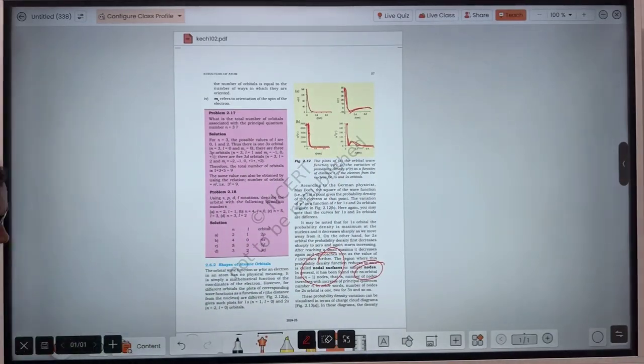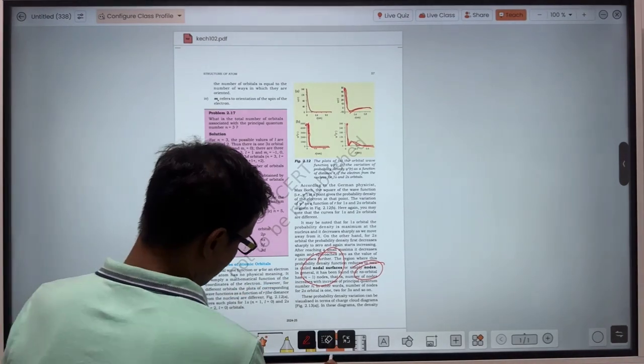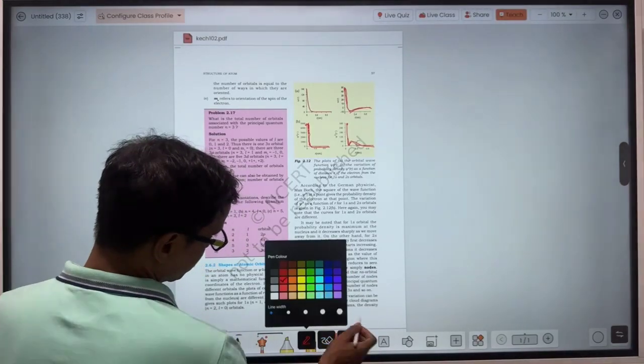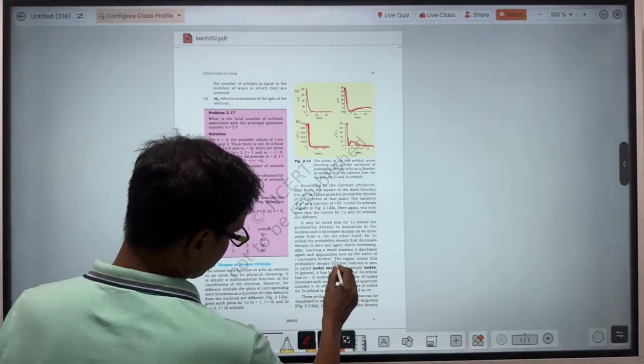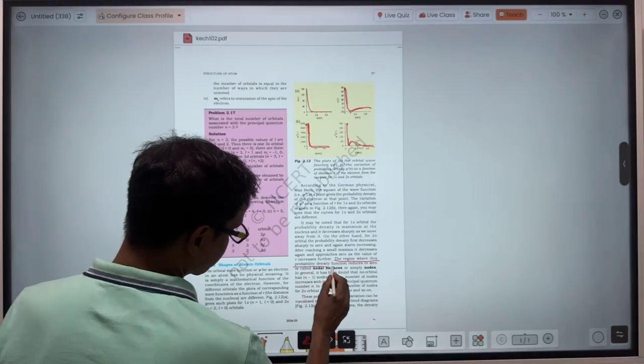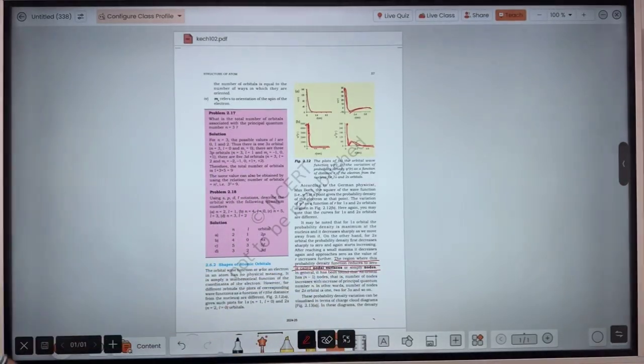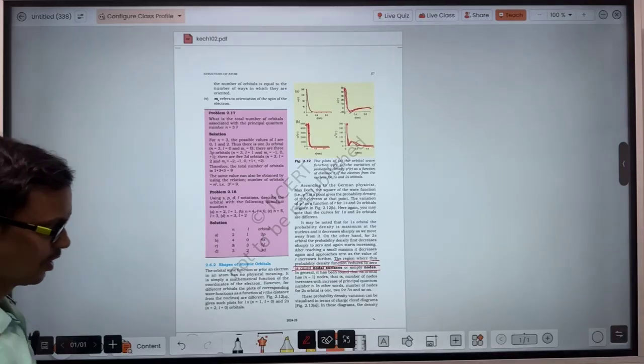Where the probability of finding the electron will be 0, that will be called nodal surfaces. The surface at which the probability of finding the electron will be 0, or the probability density will be 0, that will be called a nodal surface or nodes. The region where the probability density function reduces to 0 is called a nodal surface or node.